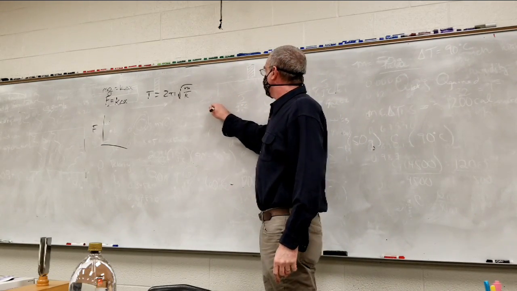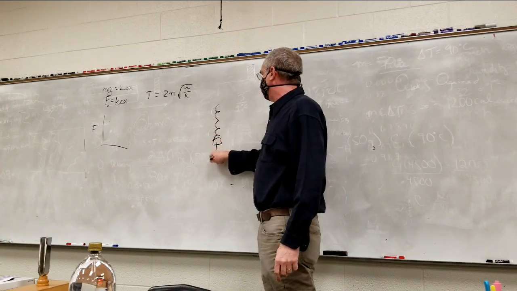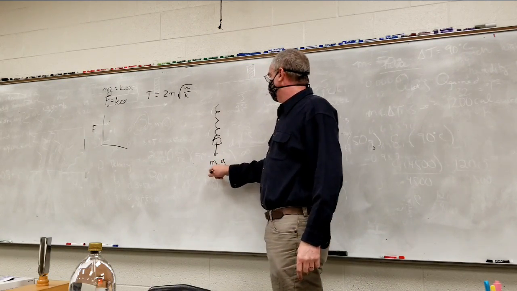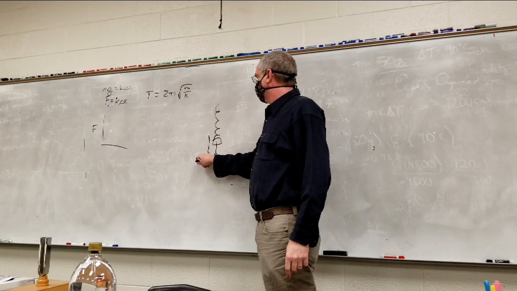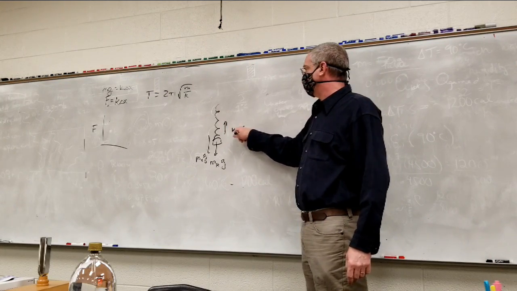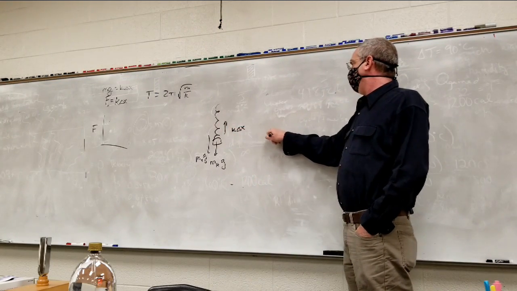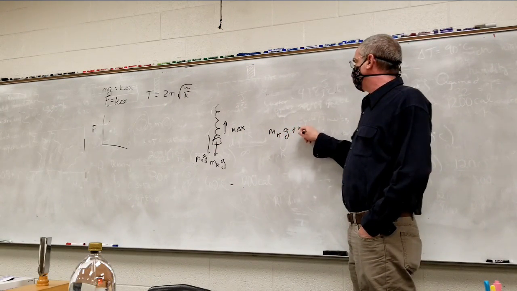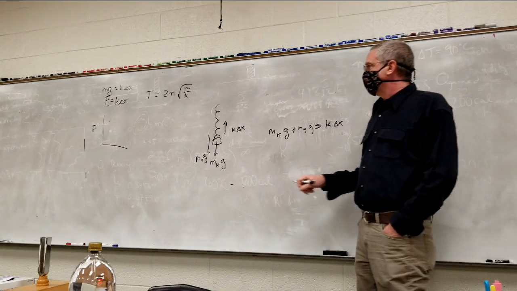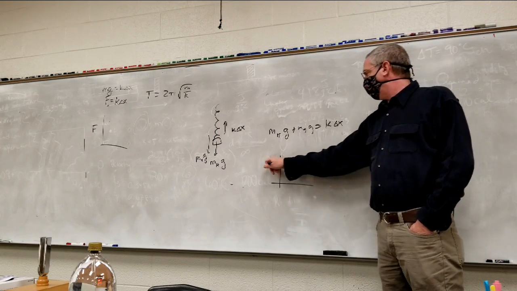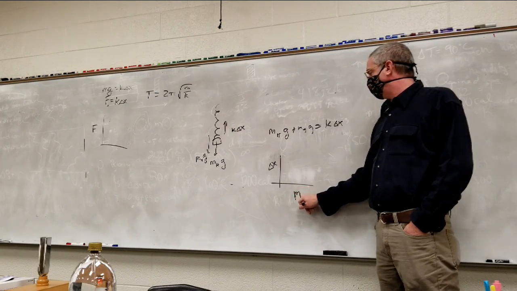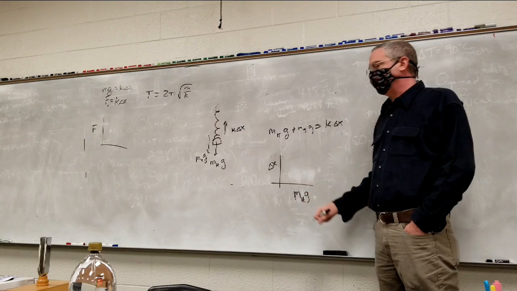So I have a spring here with a mass hanging down on it. And so in essence, I've got the hanging mass, and then there's the weight of the spring. Acting up, I have the force from the spring. So m_h g plus m_s g is equal to k delta x. Now, you're plotting here delta x versus, I guess, m_h g.